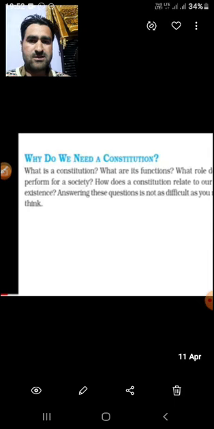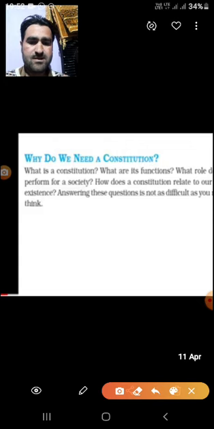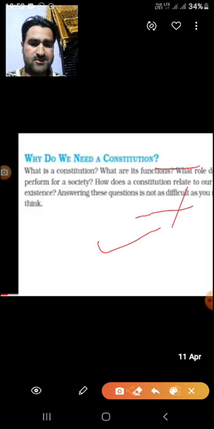In class 11th, there is a unit in political science: Why do we need a constitution? We would like to discuss what is a constitution, what are its functions, and what is the role of the constitution that it performs in a society. How does constitution relate to our daily life or our existence?